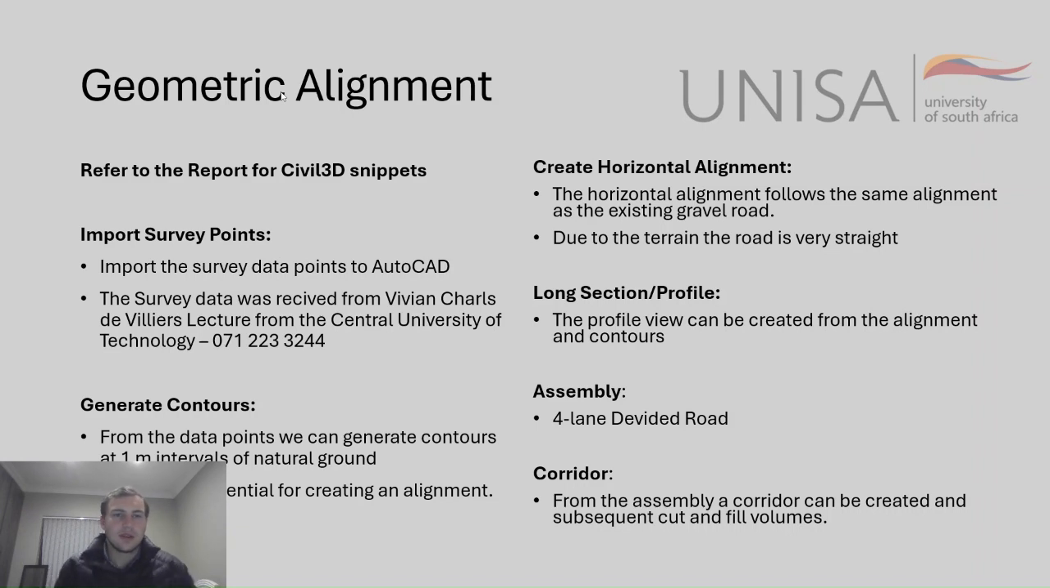Then geometric alignment. Also, please refer back to the report. All the Civil 3D snippets and descriptions of what was done in those snippets are in the report, so please go back to that. I'm just going to give a quick overview on this because we only have limited time. So the first step for me was to import the survey points.